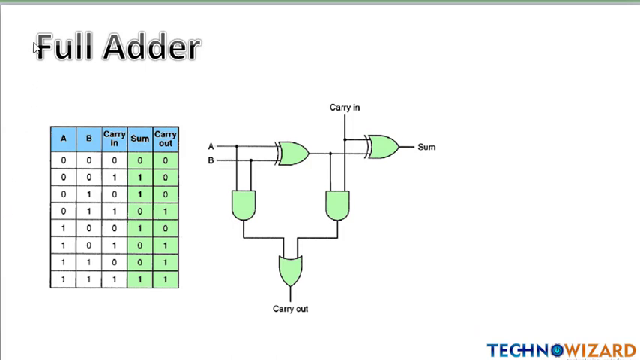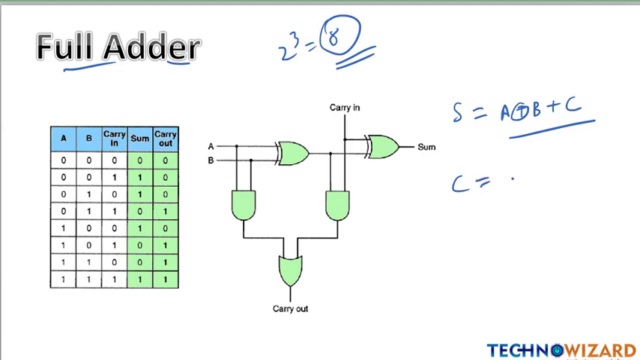Now comes the full adder. In full adder we have three inputs, that is 2 to the power 3, so a total of 8 input combinations will be there. A, B, C, where C is the carry input. Now we have made our truth table. From the truth table, we get sum as A XOR B XOR C, and the carry as AB plus BC plus CA. Here C is the carry input, remember this. This is how we can analyze a circuit called the full adder.